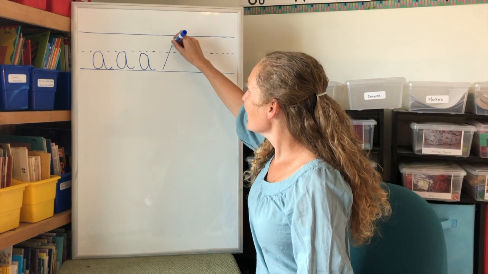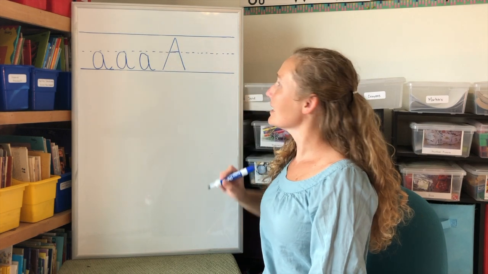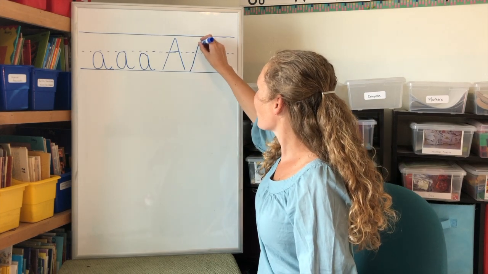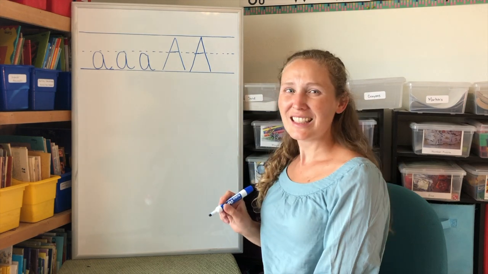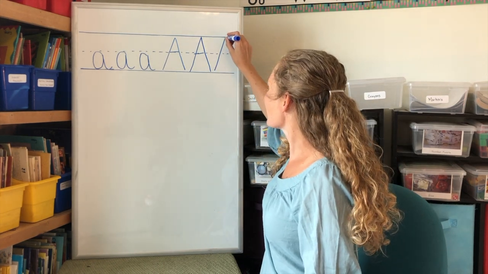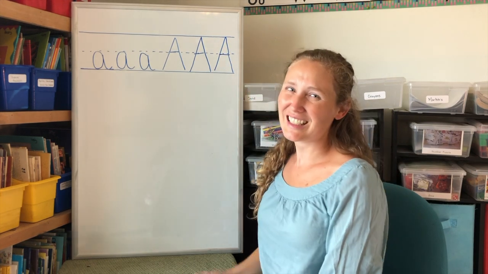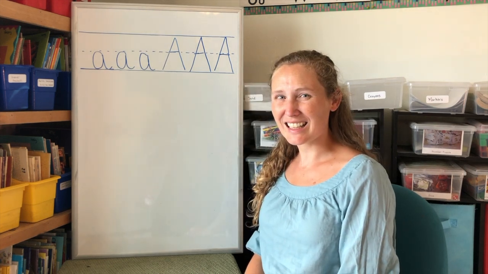Up one side, down the other, and a shelf in the middle. Let's do it again. Up one side, down the other, and a shelf in the middle. One more time. Up one side, down the other, and an apple shelf in the middle. Great job! You keep practicing.